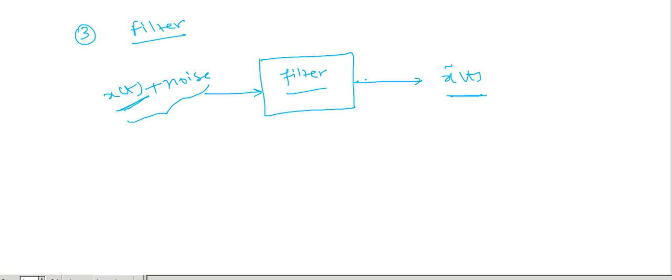Okay, so what we have seen in this lecture is what are signals, what are systems. Okay, and we have seen a few examples of systems.